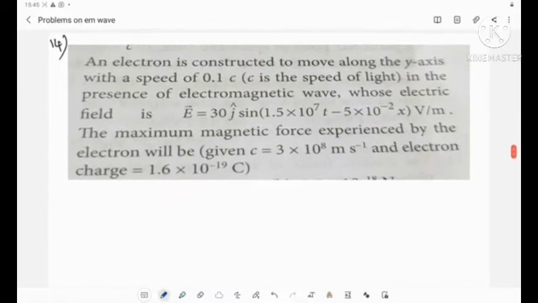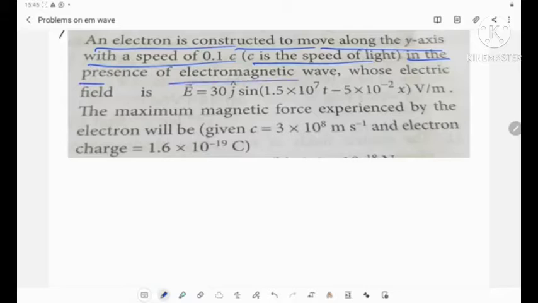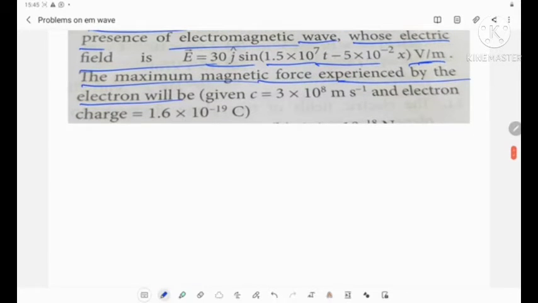Next, problem number 14. An electron is constructed to move along the y-axis with a speed of 0.1c, where c is the speed of light, in the presence of an electromagnetic wave whose electric field is E = 30 j cap sin(1.5 × 10^7 t − 5 × 10^−2 x) volt per meter. The maximum magnetic force experienced by the electron will be. Here the magnetic force acting on a charge is F = BQV sin theta.